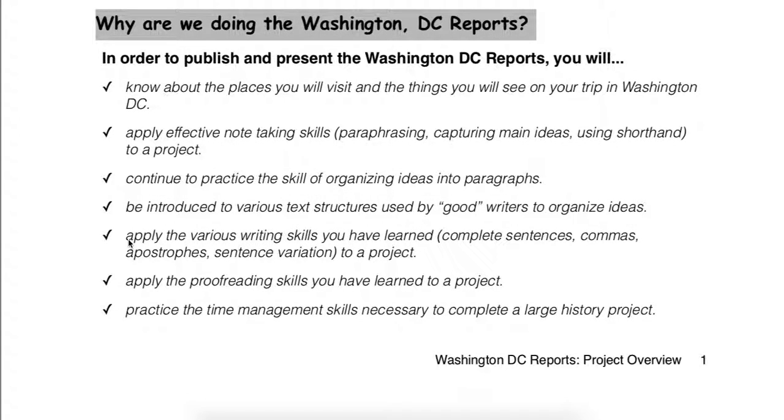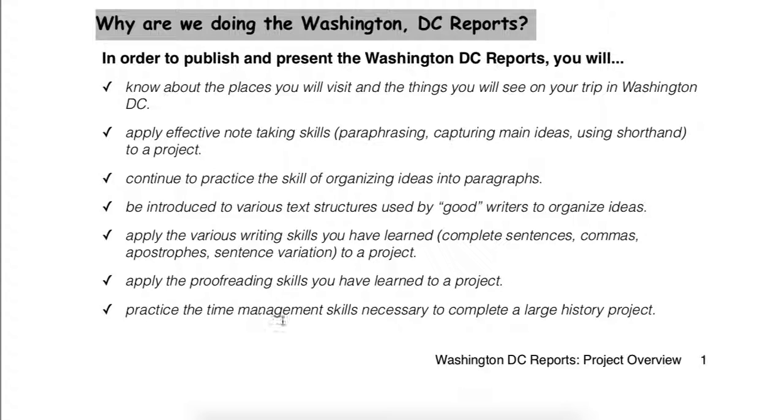Next check mark, and purpose. Apply the various writing skills you have learned. Here's some that we've worked on, using complete sentences, and commas, using apostrophes, sentence variation, and using that in this project. Apply the proofreading skills you have learned to a project. Well, you're going to see how I do proofreading when I review your work, and then you're going to practice doing that on your own work as well as the work of a peer.